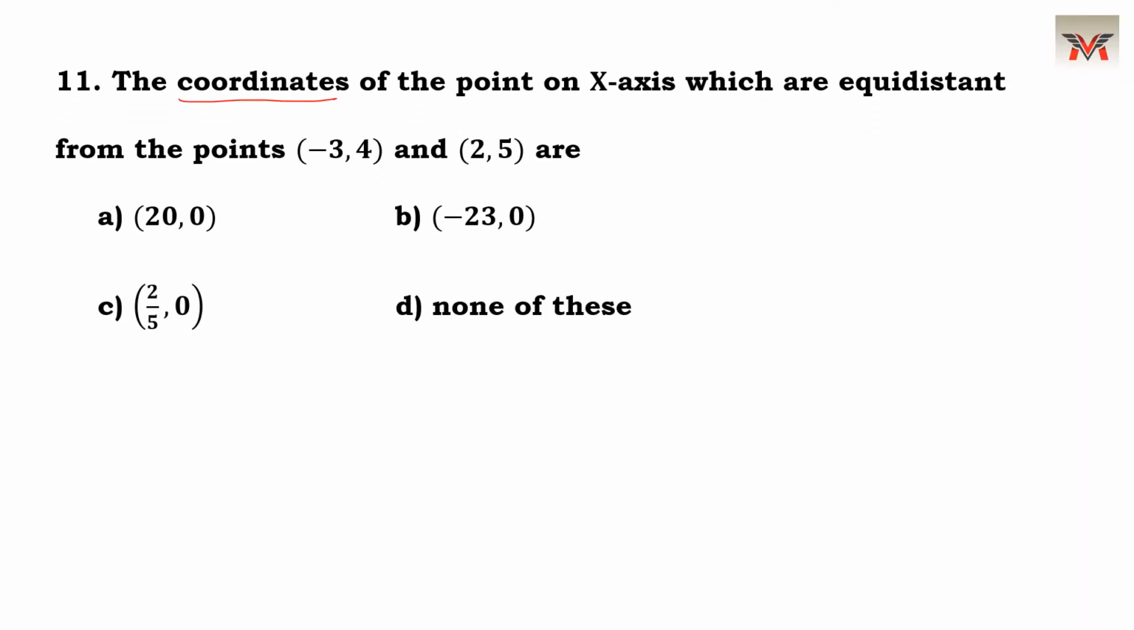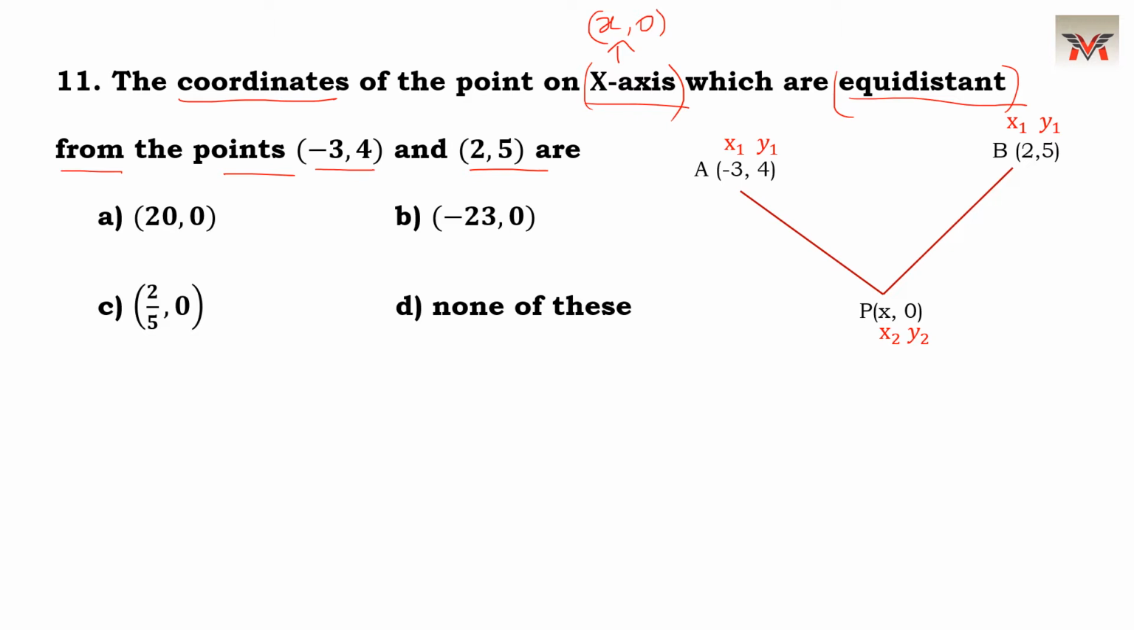The 11th question: the coordinates of the point on the x-axis which is equidistant from the points (-3, 4) and (2, 5) are. The main point to note is that the point is on the x-axis and is equidistant from two given points. Since the point is on the x-axis, we get some value of x but y will be 0. So we can keep it as (x, 0).